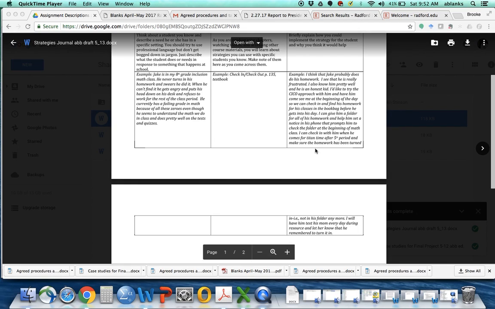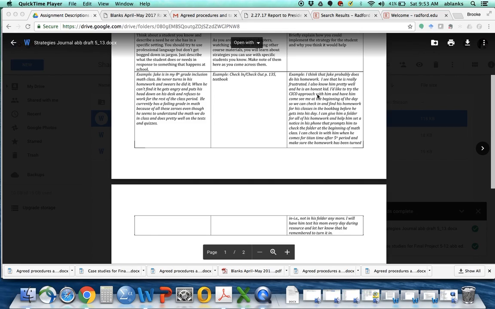And in the example, you would see, I think that Jake probably does do the homework. I know he's not turning it in, but I can see that he's really frustrated by all these zeros. And I also know him, and I know he's pretty honest. Sometimes kids lie about homework, but Jake doesn't really lie about anything. If he says he's doing it, he's doing it. And I'm not sure why he isn't turning it in, but I'd like to try check in, check out with him and see if we can change the turning in behavior.